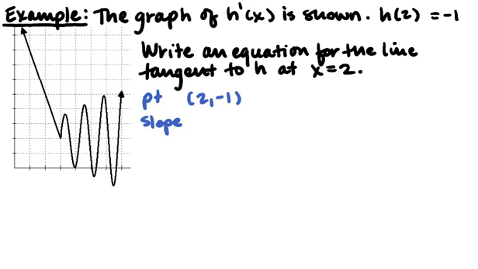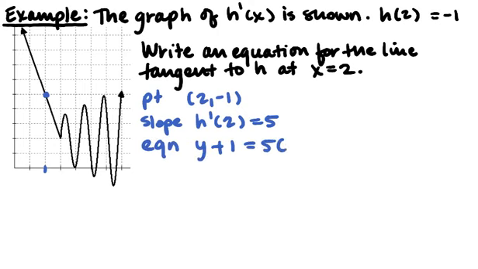Well, h prime of 2 is going to be the height of the graph right here, which is looking to me like 5. All right, and that would make the equation y plus 1 is 5 times x minus 2.